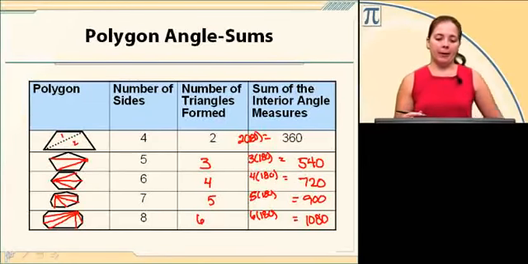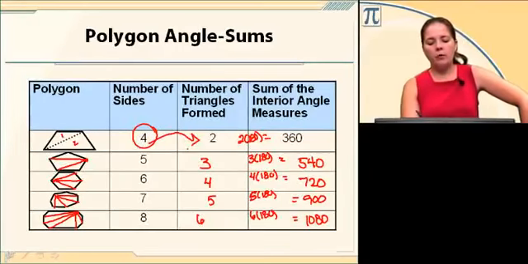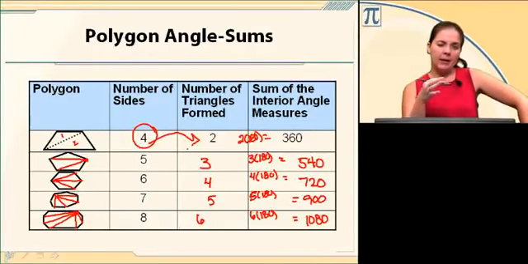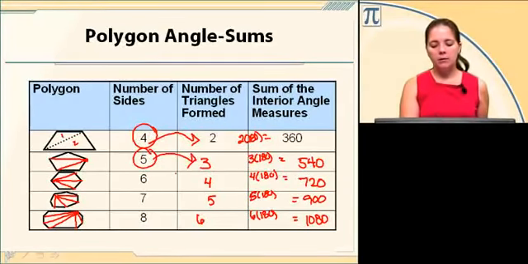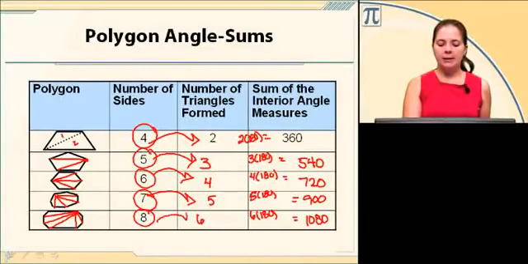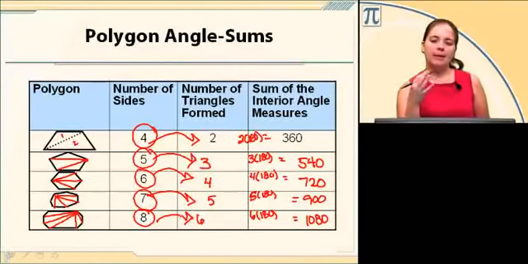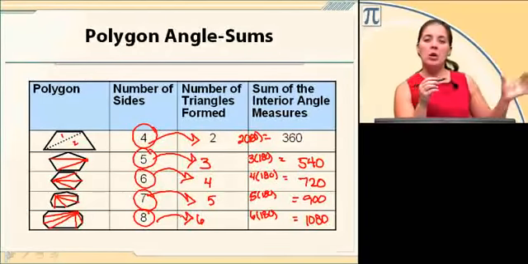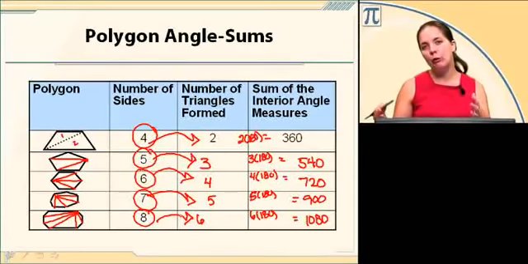So now let's see if we can find a pattern. Looking at the number of sides and then going to the number of triangles: if I have 4 sides, I get 2 triangles. If I have 5 sides, 3 triangles. 6 sides, 4 triangles. 7 sides, 5 triangles. 8 sides, 6 triangles. So it looks like I always have 2 more sides than triangles, or if I know that I have 28 sides, I'm going to have 28 minus 2 triangles.